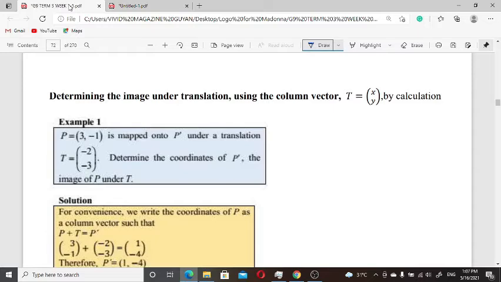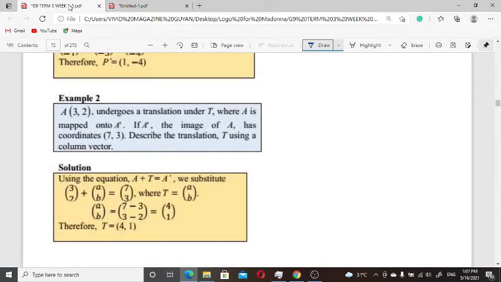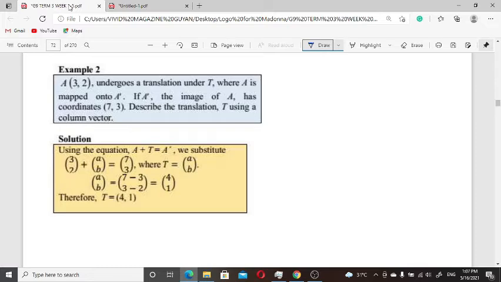So that there is example 1. We have a few more to go. Now in example 2, I'm going to start taking the information out here. A is equal to (3, 2). It undergoes a translation T, and then it tells us that A is mapped onto A prime. And the image of A, which is A prime, is given as (7, 3). Which means it wants us to describe the translation T using a column vector. So we're solving for T. So again, that's one simple way that you can approach these questions.